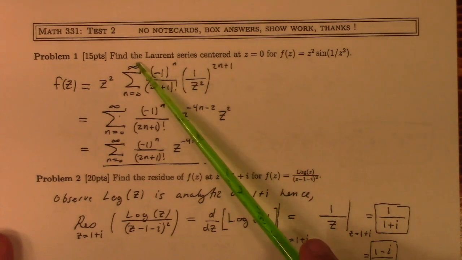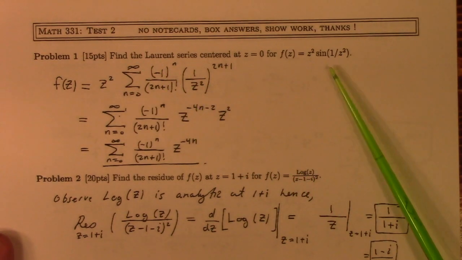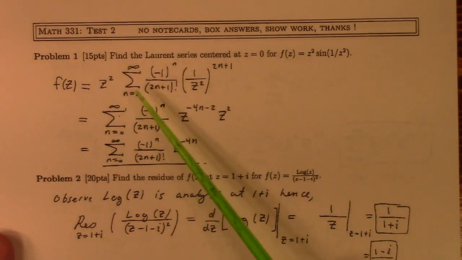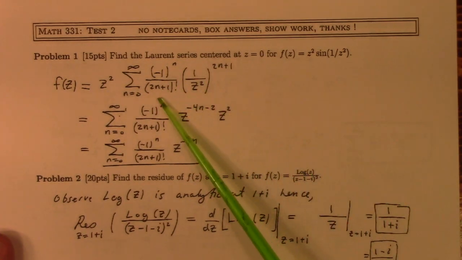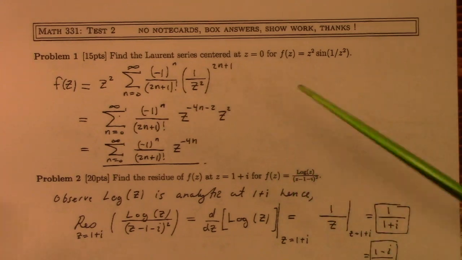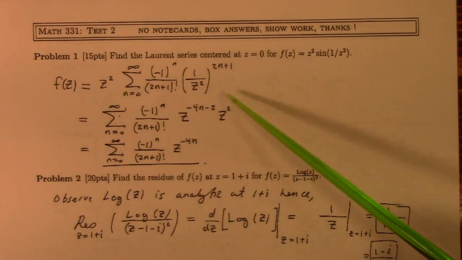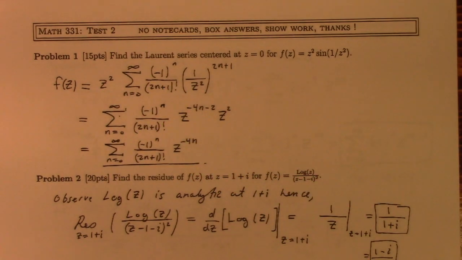Problem 1, find the Laurent series for this function. So what do I do? I just plug in 1 over z squared into the Maclaurin series for sine, multiply z squared through and simplify. That's it. Doesn't have to be hard.